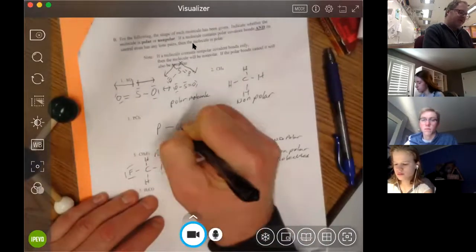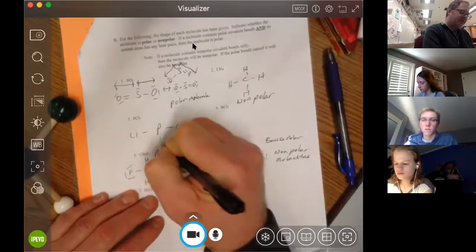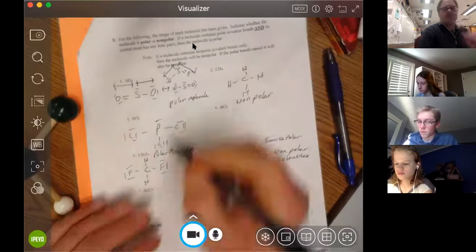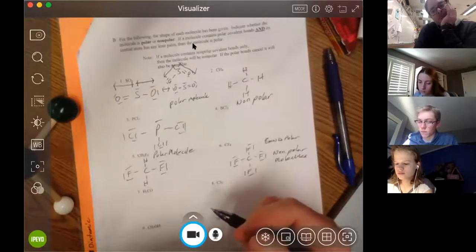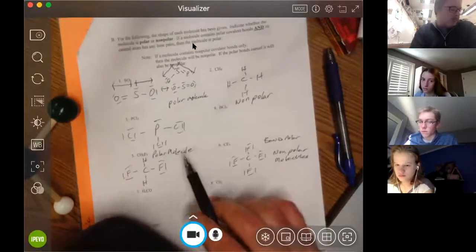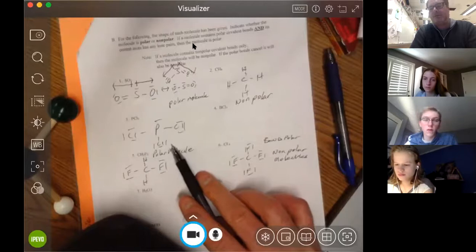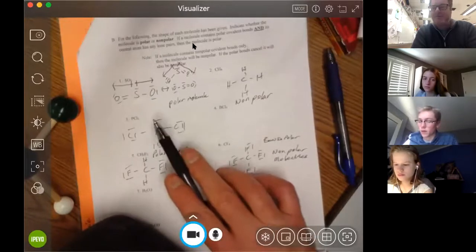So let me ask you this. What's the electronegativity difference for PCl? .9. So that's a polar bond, right? If you have something that's tetrahedral or bent and you have polar bonds, there's nothing pulling at that lone pair ever.